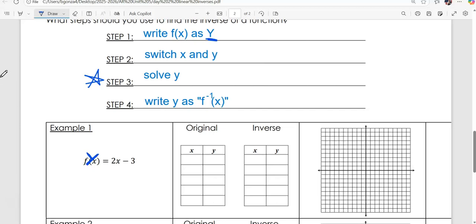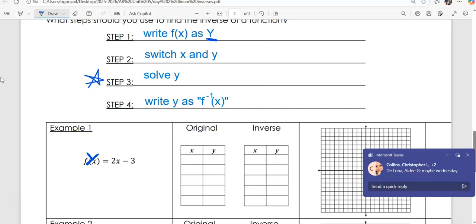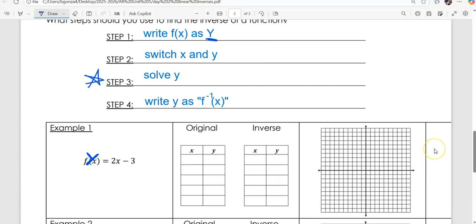Y'all with me? Y'all doing this? You doing this with me? Example 1. So put a y on top of f of x. Now below it, you need to switch x and y. Can you do that? So this y becomes an x. This x becomes a y.